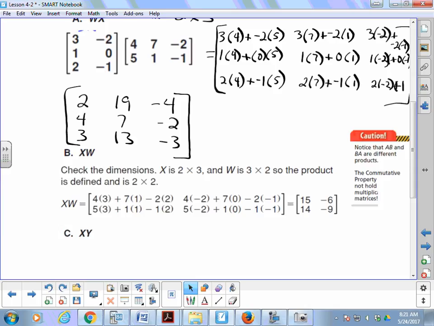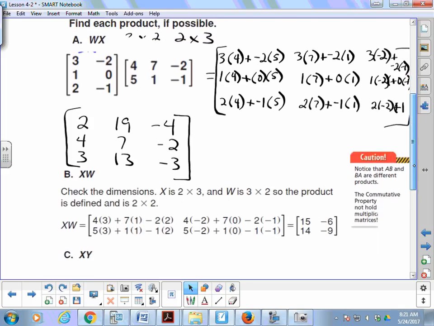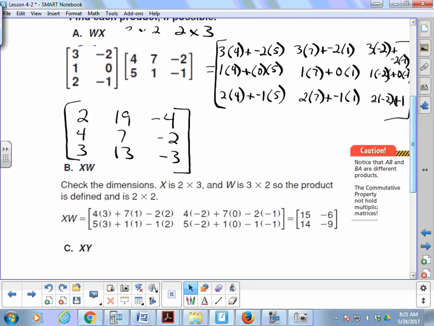All right, so notice that multiplication with matrices is not commutative. What does that mean? It means I can't just switch the order, okay? 5 times 8 is 8 times 5, right? But in this case, W times X is not the same as X times W. So just by switching the order, we don't get the same matrix. And sometimes you can't even multiply them in that situation. But this time it worked out.